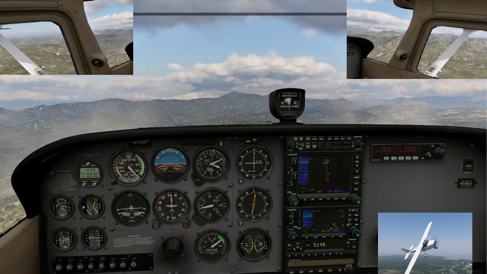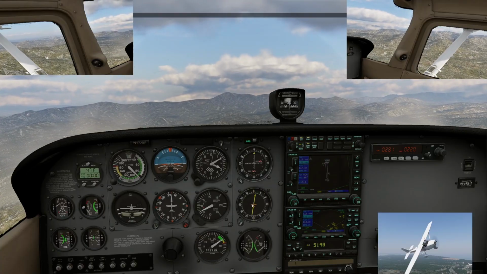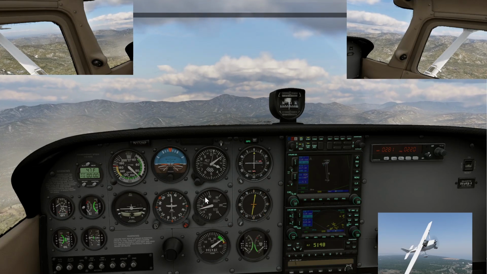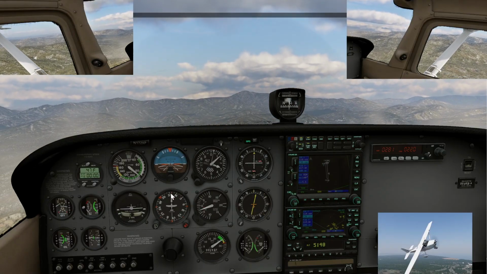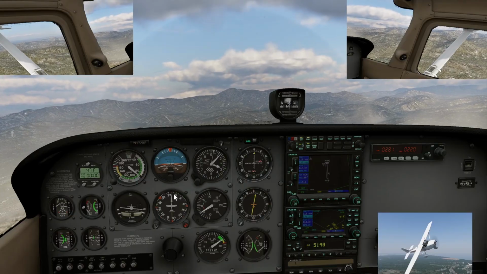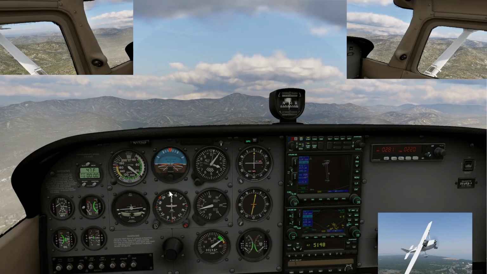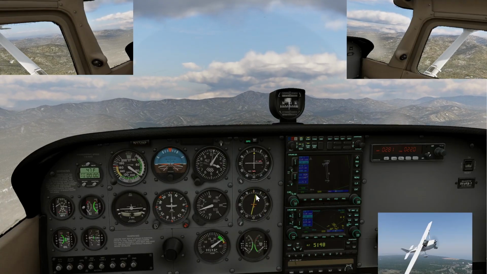I'm concentrating on the instruments right now. This has to be so precise. Getting the airplane slowed down, trimming out for the new airspeed, nose level to bleed off the energy. I've got 20 degree correction. Well, a little bit less because of the 3. 17 degrees. There's 10. We're getting pretty close.